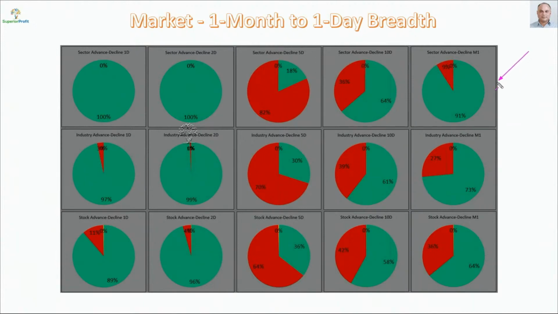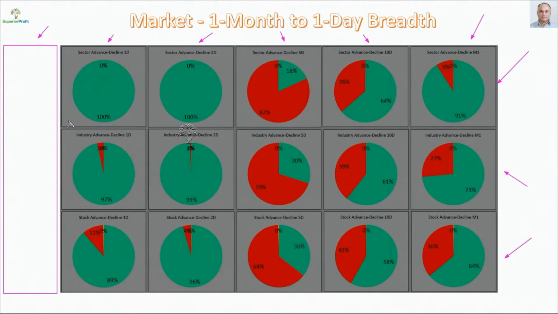One example is to look at the market using the very useful advance decline breadth of the sectors, industries, and stocks, and looking at it across multiple time frames: 1 month, 10 days, 5 days, 2 days to 1 day. In real time, we may also track the same information for the current day. This advance decline breadth shows how the market is transitioning from real time to 1 month.